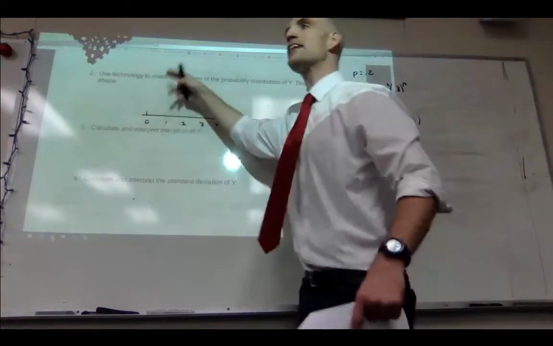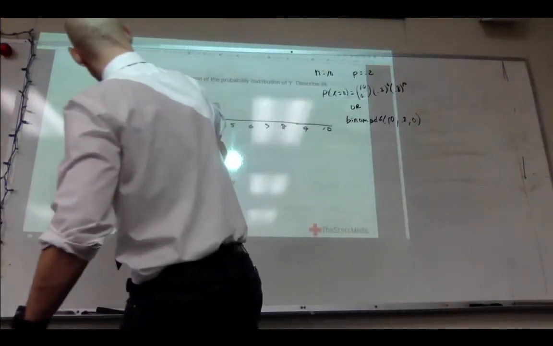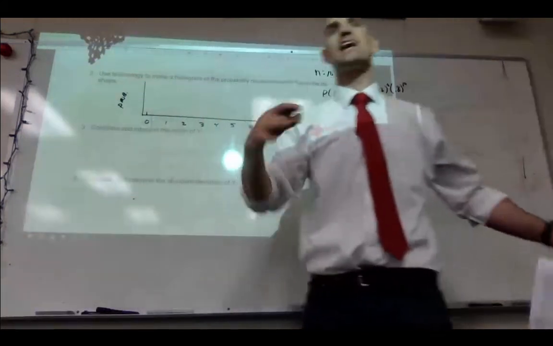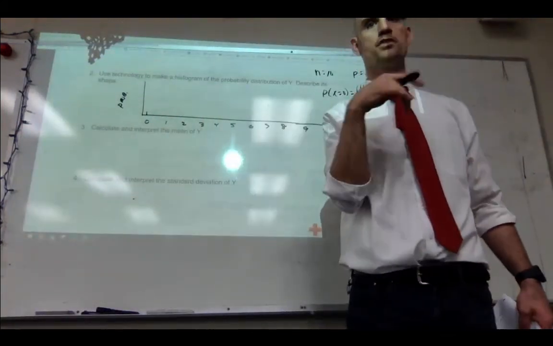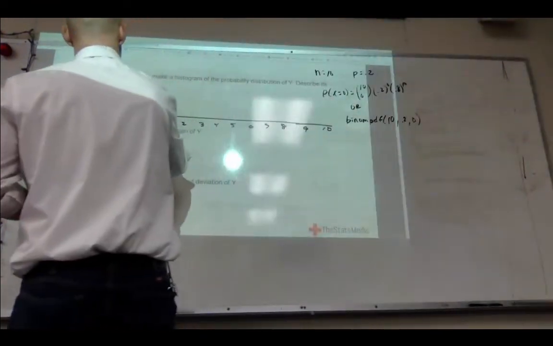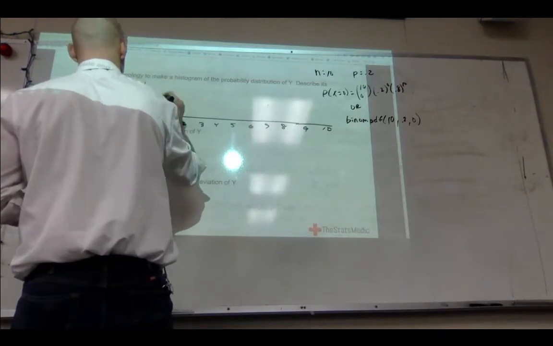How do I determine the height of my bar? This is the probability. So whatever the probability is, that's how high the bar is. What did you get for 0? 0.107.